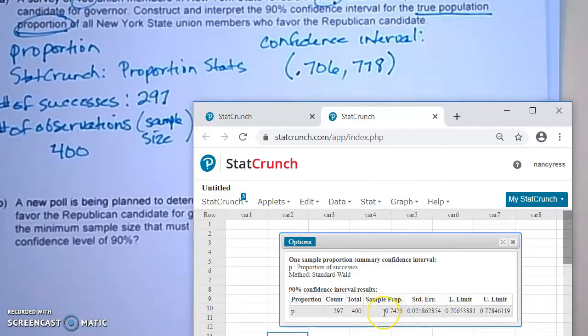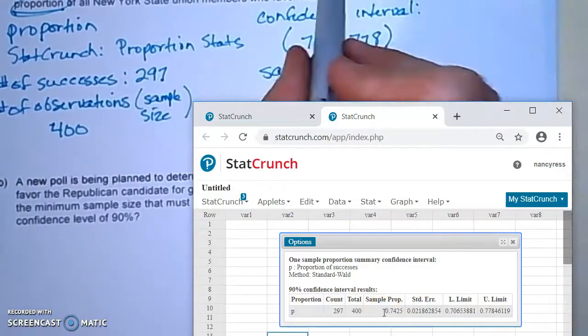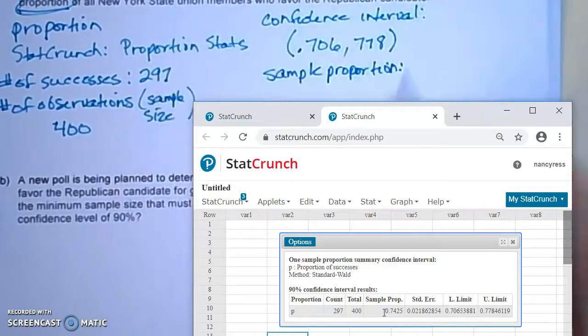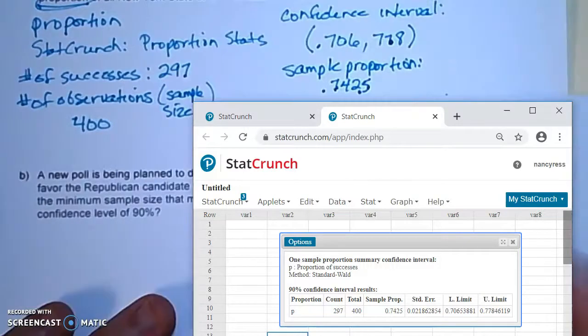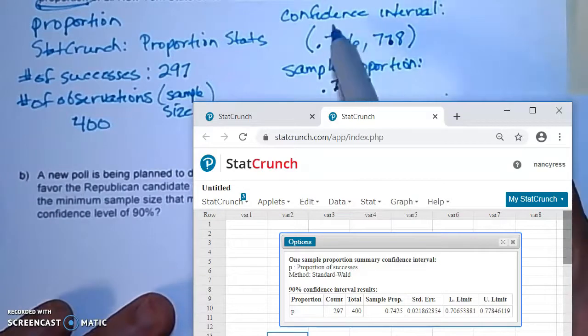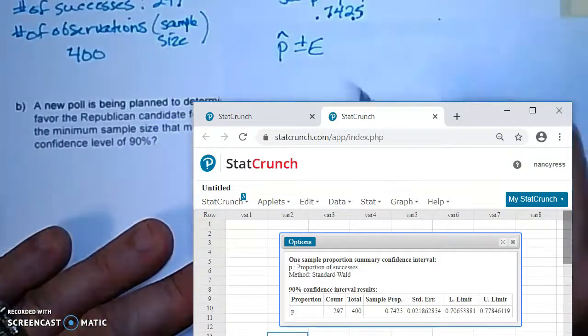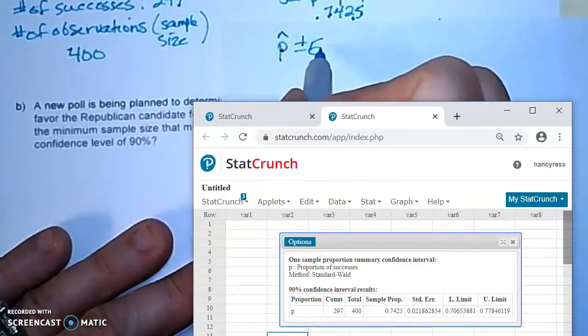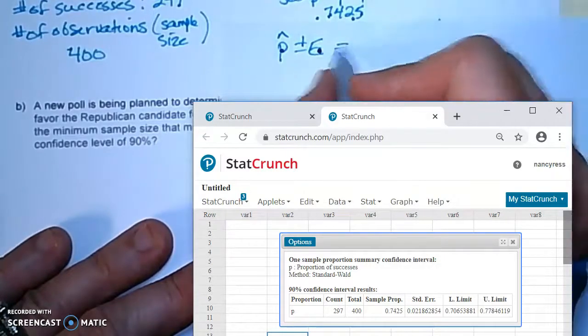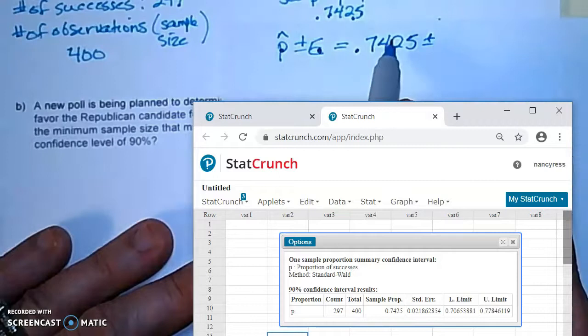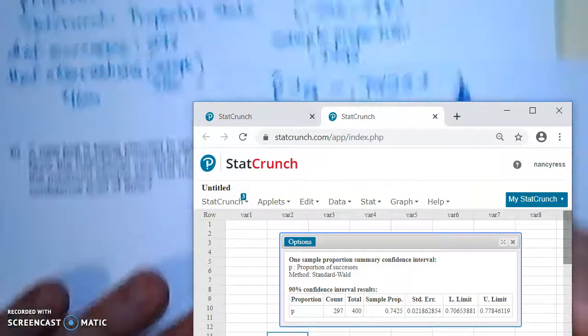This also gives me something else. It gives me my sample proportion. That's really just the 297 divided by the 400, but it calculated it out for me. If I know my confidence interval limits and my sample proportion, I can also write my confidence interval in a different format. Sometimes they ask for it in a format like this. This is the sample proportion, and this is the margin of error. I know the sample proportion, and I can find the margin of error from the numbers that I have.